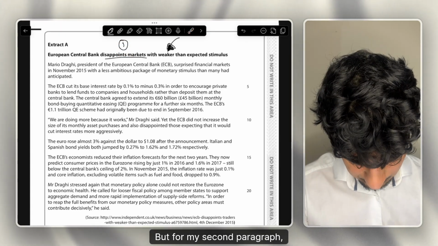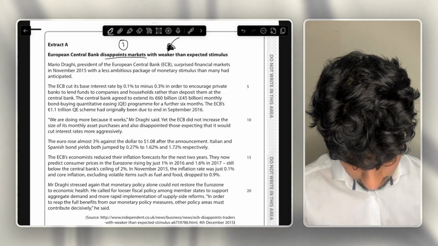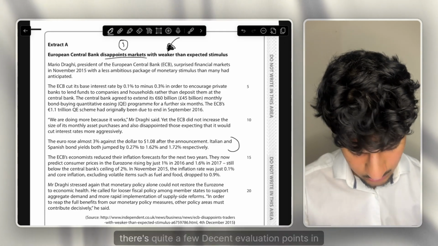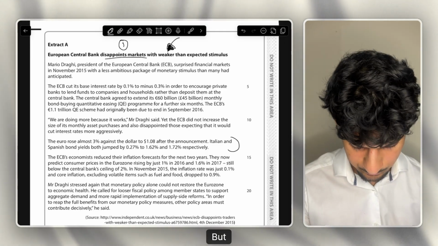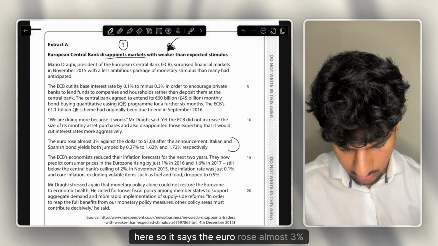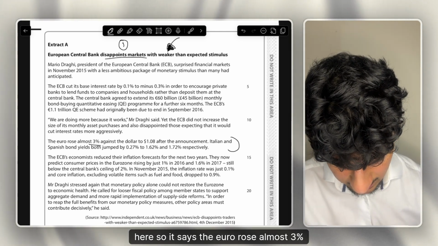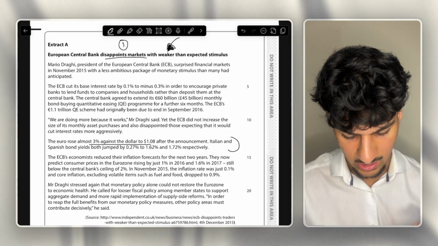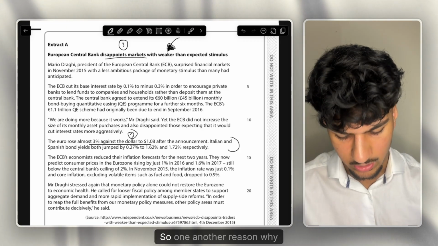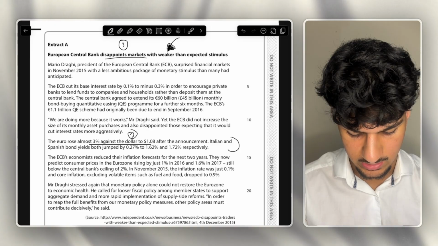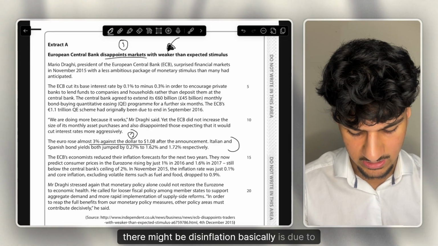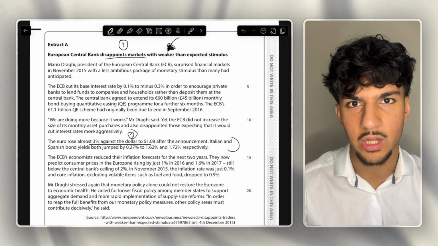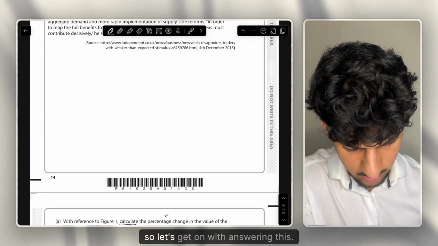But for my second paragraph, because it says state 2 reasons, I'm probably going to use this part of it. There's quite a few decent evaluation points in this, but here. So it says the euro rose almost 3% against the dollar, and I think that's a really good second reason. So another reason why there might be disinflation basically is due to appreciation of the euro compared to other currencies.